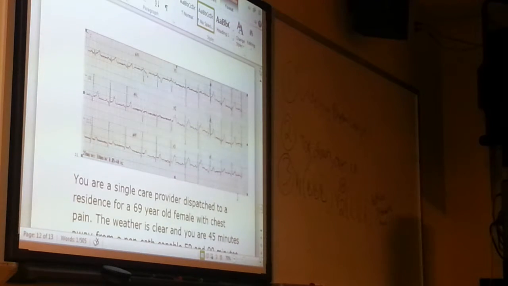Am I going to treat for ACS for this person? Yeah, they have chest pain. What are my vital signs? Now we get into that situation where we've got to treat our patient. Okay? Any questions about reading a 12 lead?